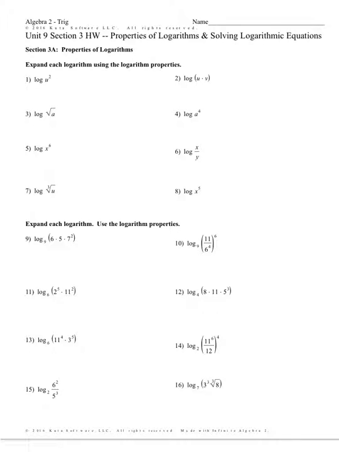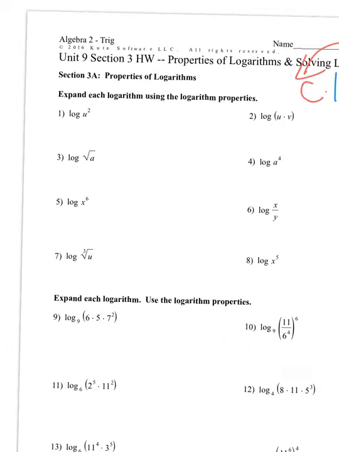So now let's look at number 1. These are some simple ones, these first 8. Expand each logarithm using logarithmic properties. So when we have the log of u squared, this is property number 3, that when I had the log of u to the c in base a, that's c times the log of u. So what I'm going to do right here is take this power. That means it's going to be 2 times the log of u. That's really property number 3.